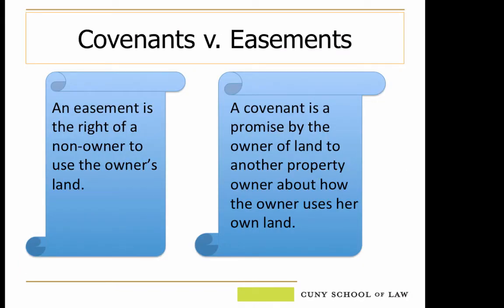Covenants are private agreements, usually between neighboring property owners, just like easements. But unlike easements, covenants do not grant a non-owner of land a right to use the land. Instead, covenants impose restrictions and obligations on how the owner of a property can use her own land. In the past, courts sometimes referred to covenants as negative easements, but that term is no longer used.